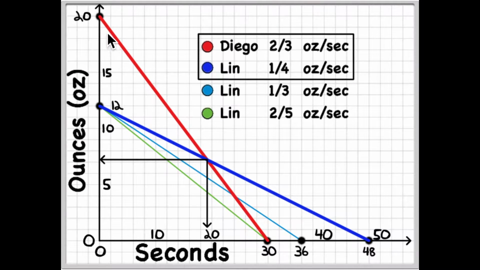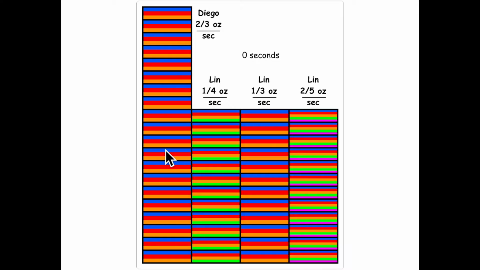So how long does it take Diego to catch Lynn as they race to finish their drinks? At what time will they have both the same amount of drink left to finish? If you look at the animation, every second Diego drinks 2/3 of an ounce. Every second Lynn drinks 1/4 of an ounce. So that means that Diego moves closer to Lynn by 2/3 of an ounce every second, but Lynn moves farther away, or closer to finishing, by 1/4 of an ounce every second.